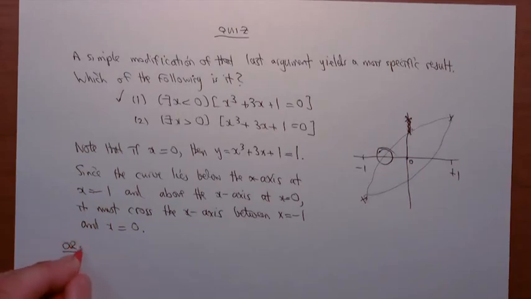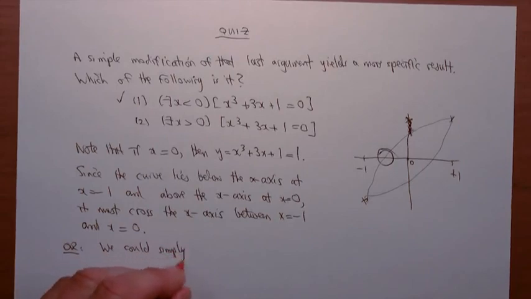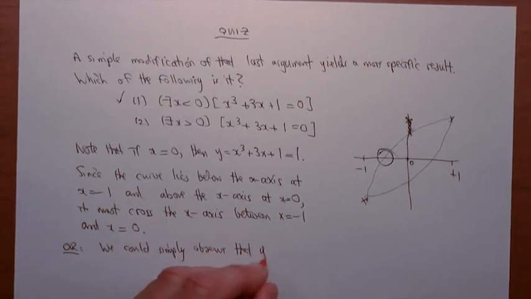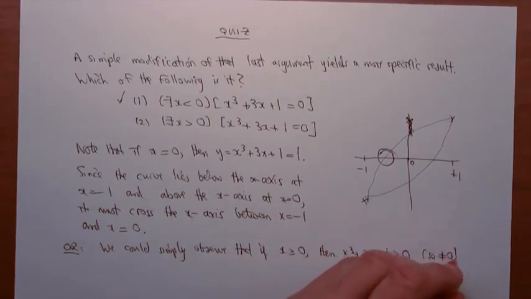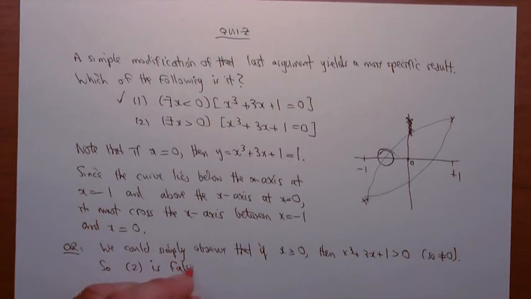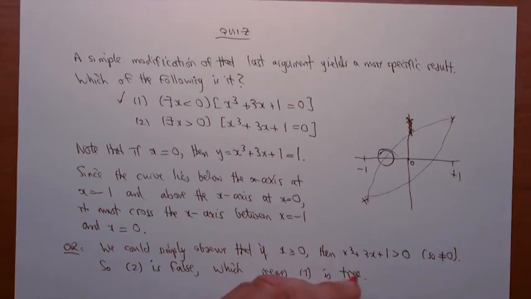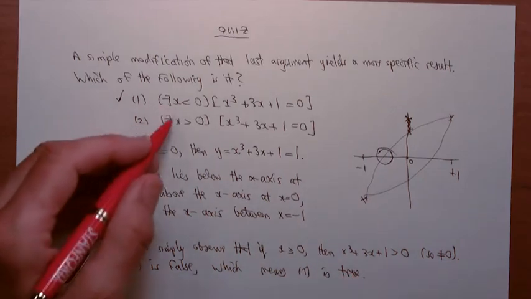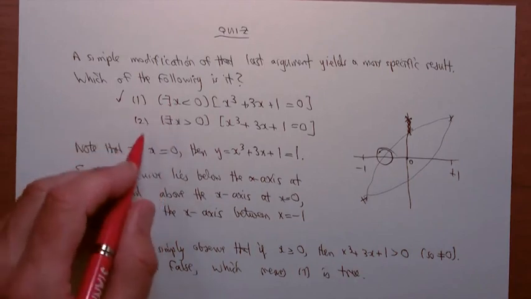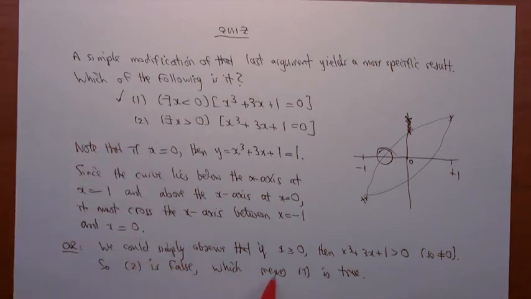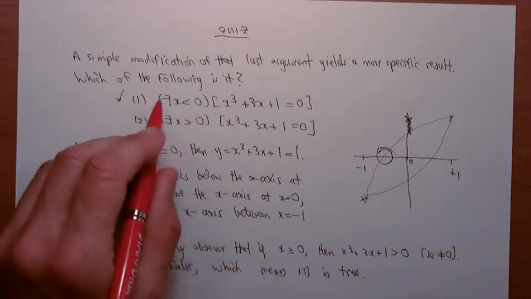Or I could prove it a different way. I could simply observe that if x is greater than or equal to 0, then x cubed plus 3x plus 1 is greater than 0, and in particular is not equal to 0. So 2 is false, and that just leaves 1. We know that one of these two has to be true as a result of the previous argument, and so if we can eliminate 2, as I've just done here, then I can conclude 1.